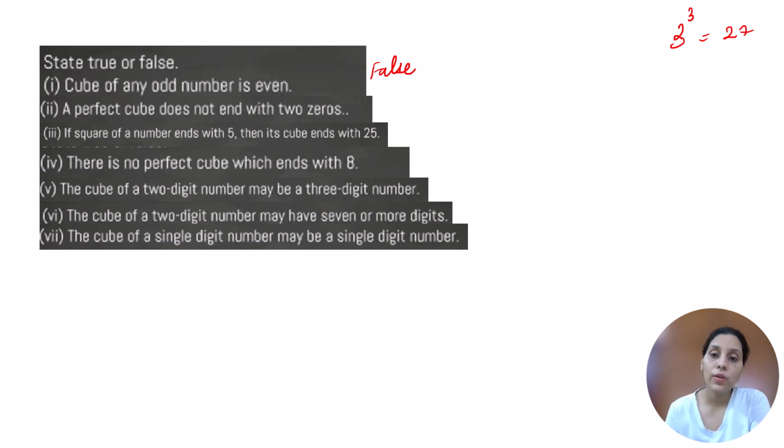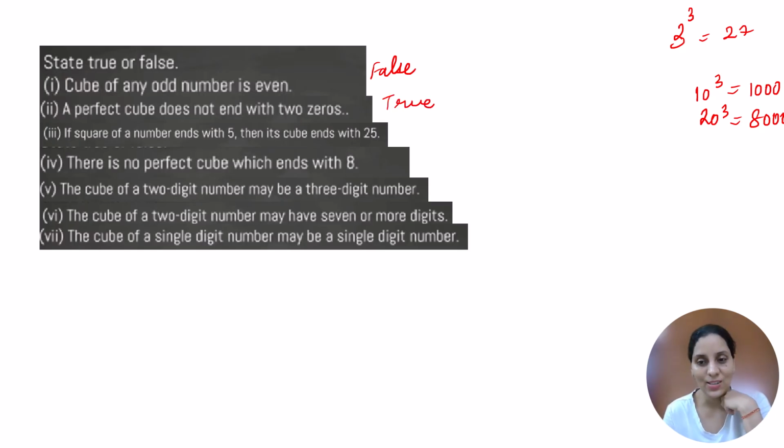Next, a perfect cube does not end with 2 zeros. Let us see. 10 cube. 10 cube has 3 zeros. Yes, does not end in 2 zeros. And then again we can see 20 cube. 20 cube is 8000. Again it doesn't end in 2 zeros. So this is true. It has 3 zeros.